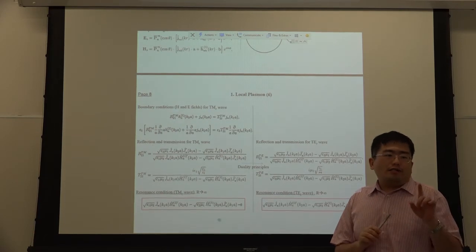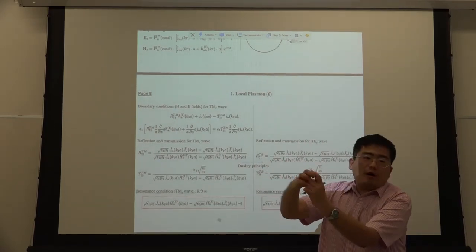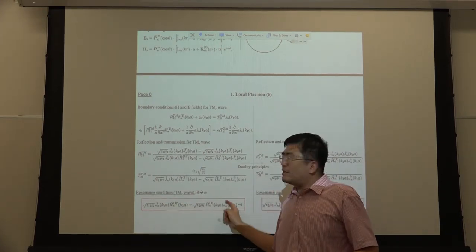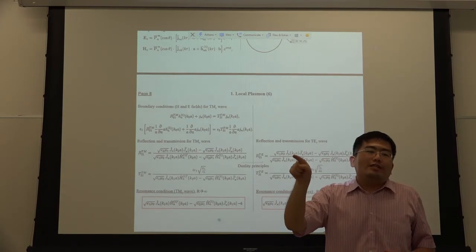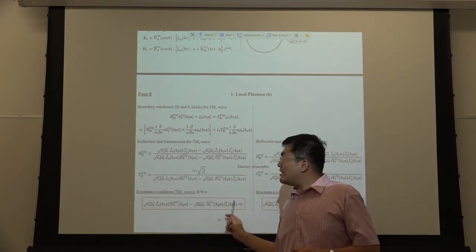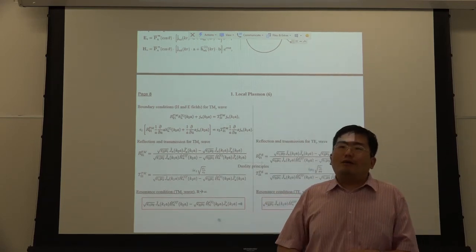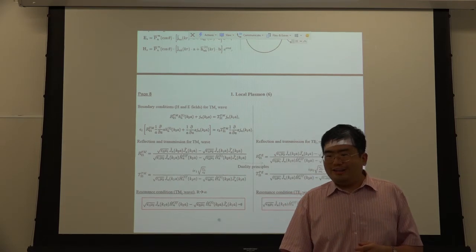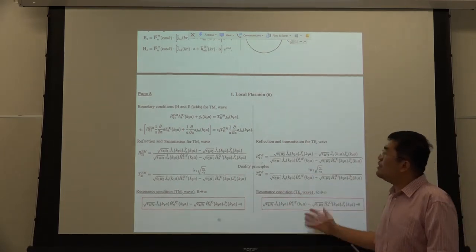This resonance condition is more accurate. You'll find that when the radius is very, very small, this condition becomes just epsilon_1 plus 2 epsilon_d equals 0. I mean when the radius is very small, this resonance condition for the TM wave is just the resonance condition derived from the Laplace equation. Okay. But it's more accurate for any radius. Okay. This is for the TE wave.